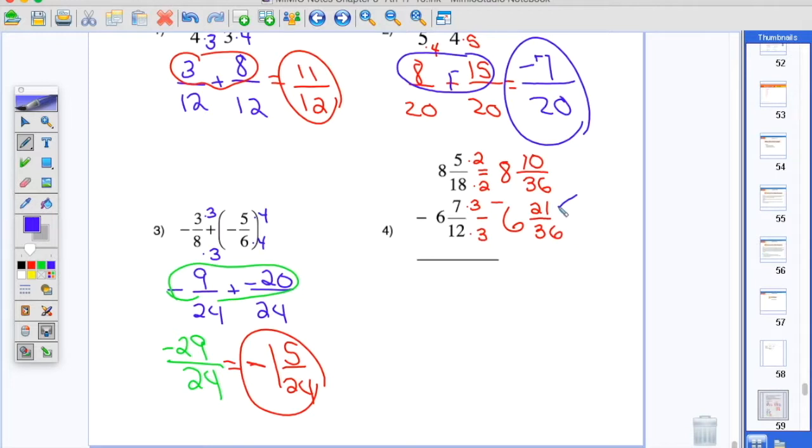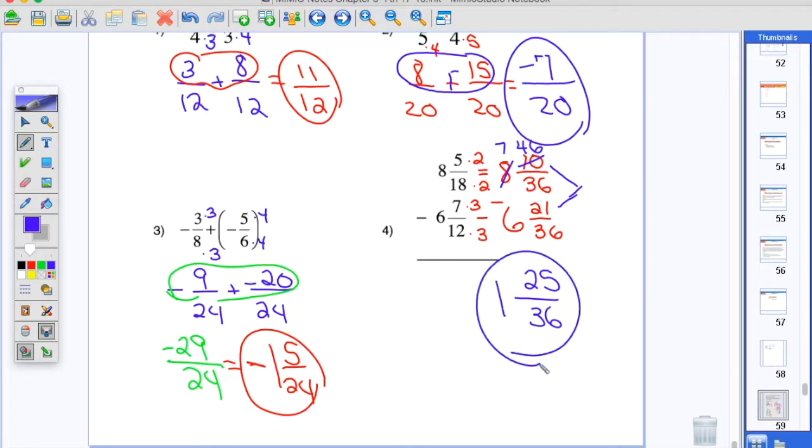We need to subtract the numerators, but we can't do 10 minus 21, so we're going to borrow from the 8, make it a 7, and 36 plus 10 gives us 46. Now we can subtract. 46 minus 21 gives you 25 over common denominator of 36, and 7 minus 6 is 1. So it's 1 and 25/36.